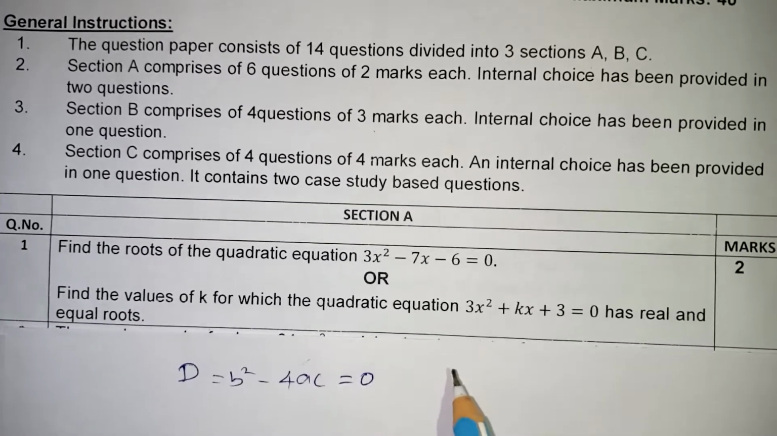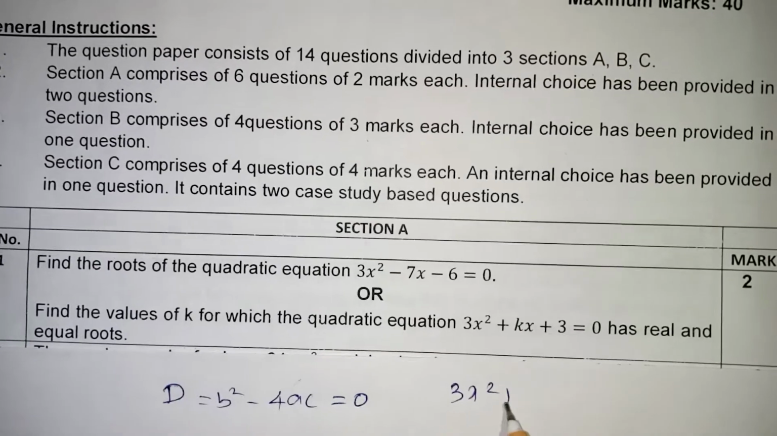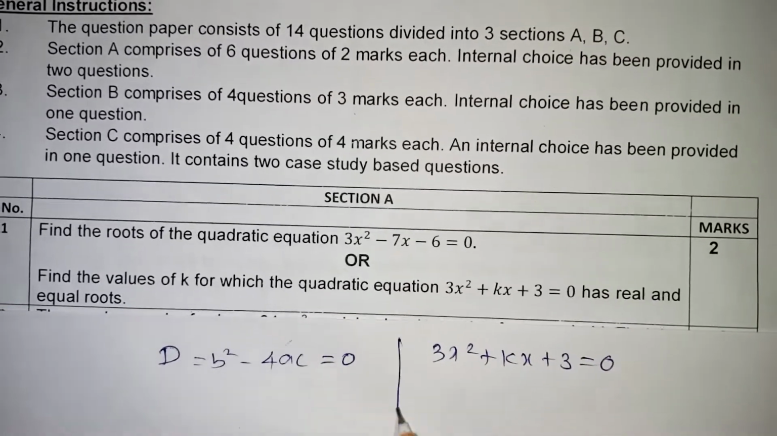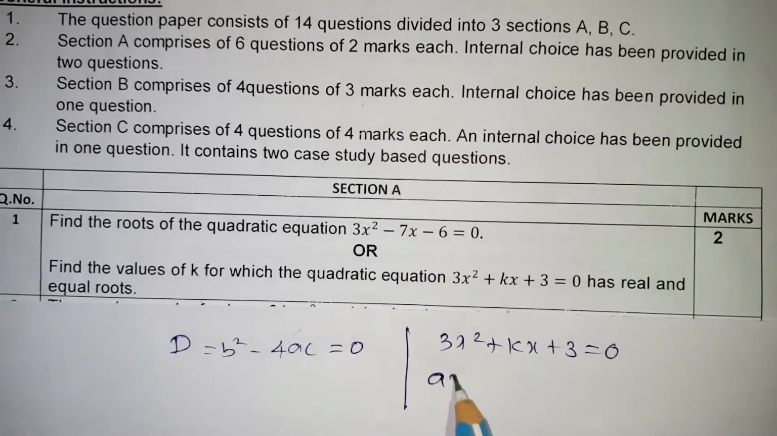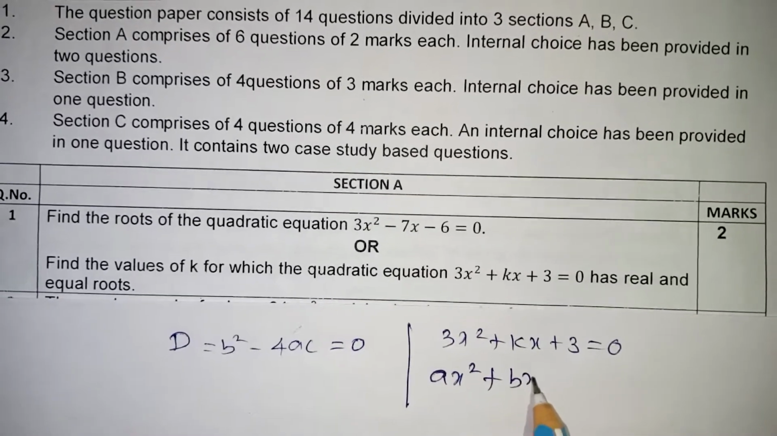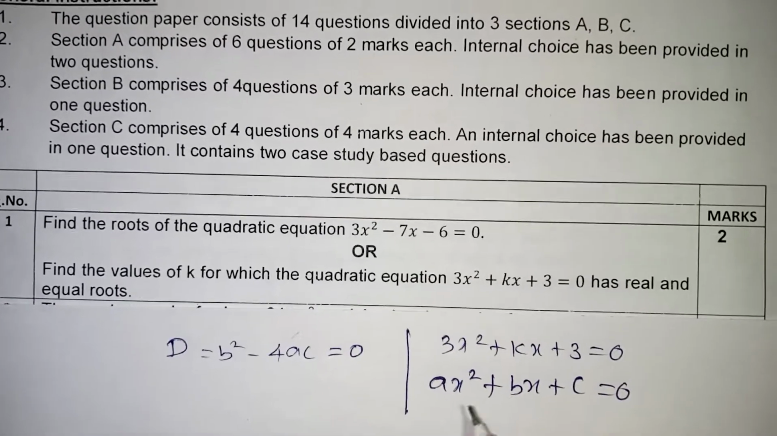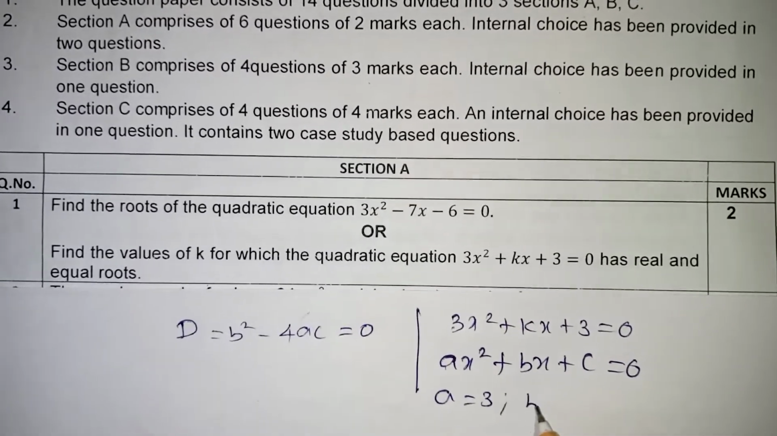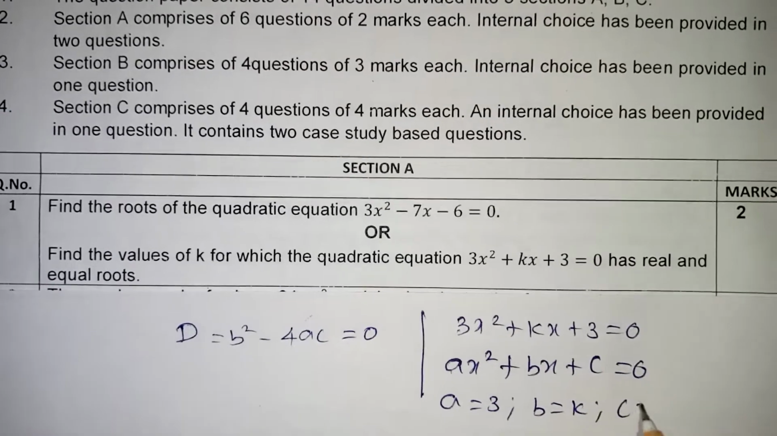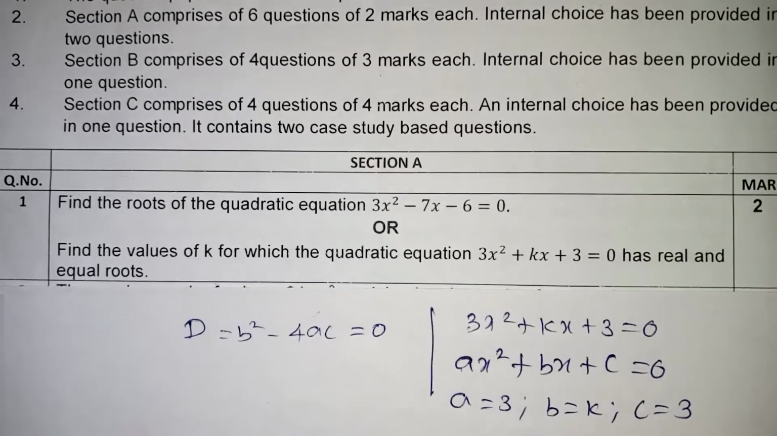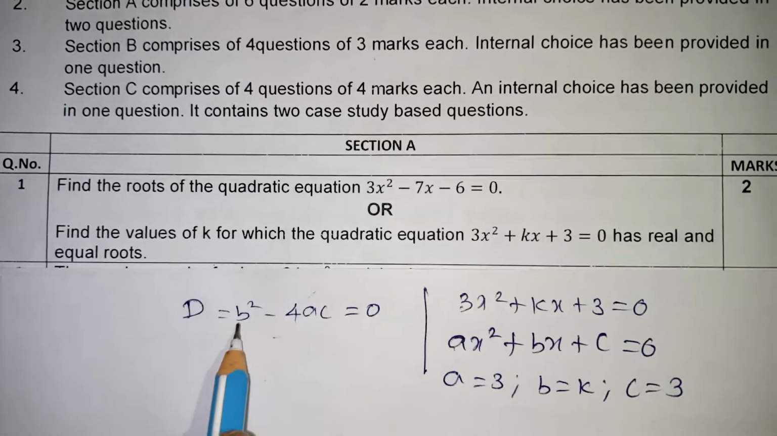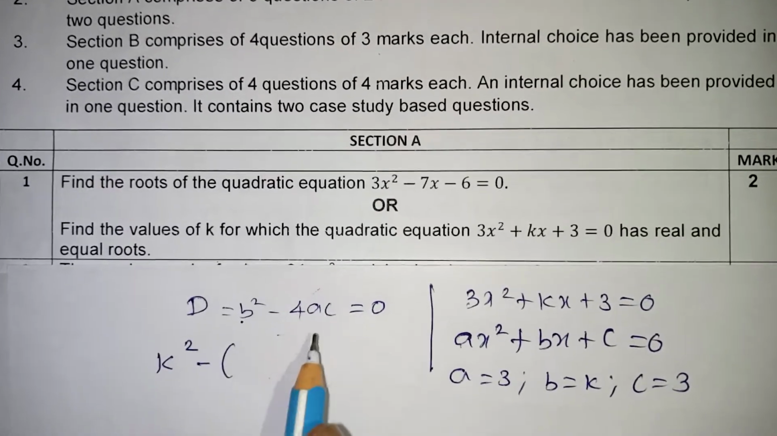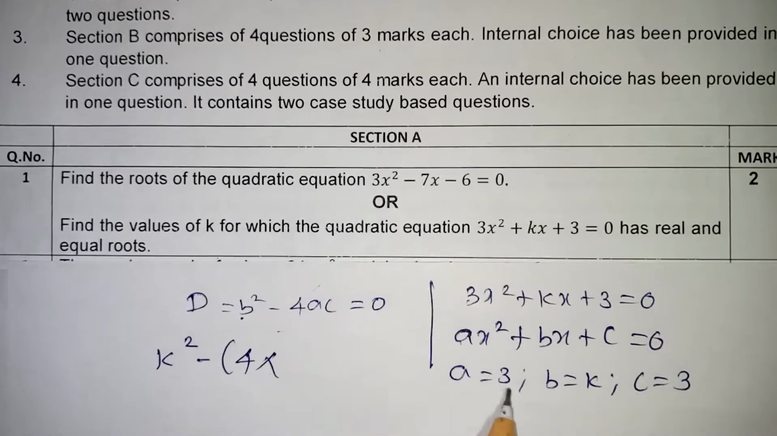Now in our equation, 3x squared plus kx plus 3 is equal to 0 is given. Let us equate this equation to the general form, ax squared plus bx plus c is equal to 0. Now while comparing, the a value is 3, the b value is k and the c value is 3. Now this should be substituted here. First is b squared, so here we have k squared minus 4 into a into c.